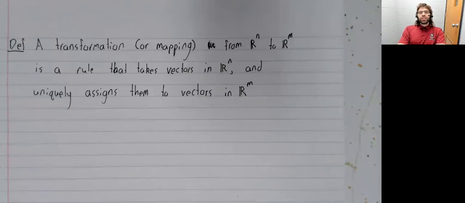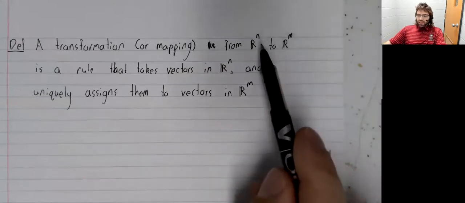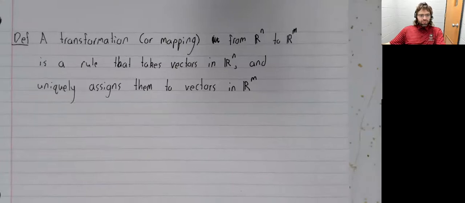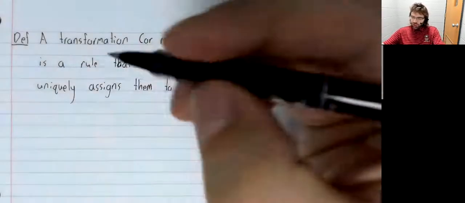So, definition. A transformation, which is also called a mapping from Rn to Rm, is a rule that takes vectors in Rn and uniquely assigns them to vectors in Rm. And because this is just the definition of a function, except that we have Rn and Rm here, some definitions come pretty naturally.